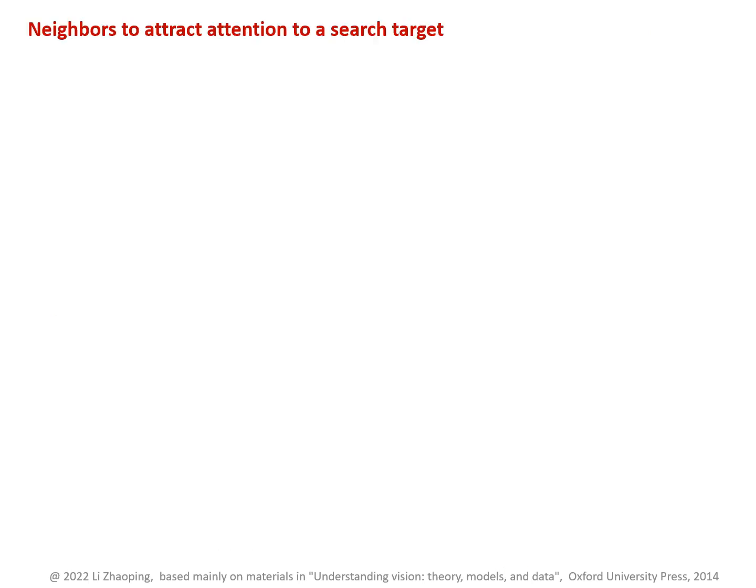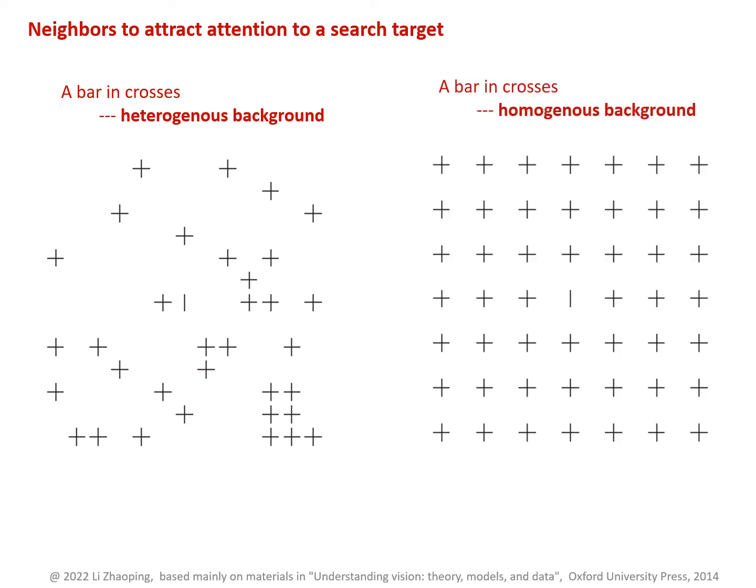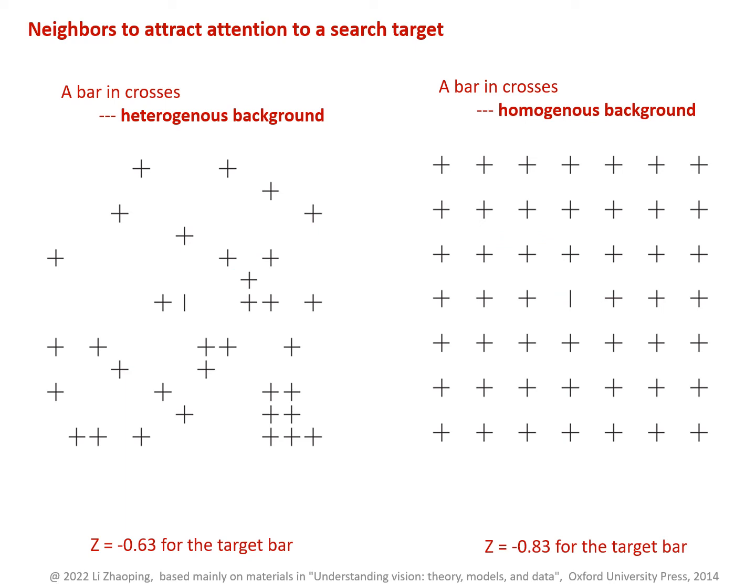Here is another example where neighbors help to attract attention. Try to find a vertical bar among crosses in this image and also in this image. The target is easier to find in the image on the right. In both cases, the target bar is under iso-orientation suppression from background vertical bars and in fact has negative z-scores. In the image on the right, the horizontal bars above and below the target evoke slightly higher responses because each has one fewer iso-orientation neighbor for suppression.